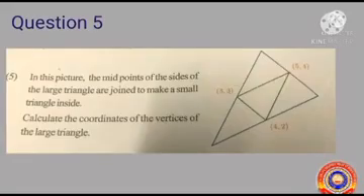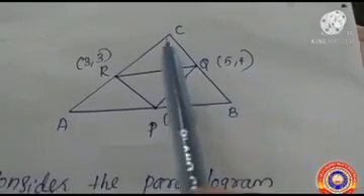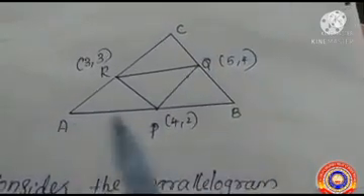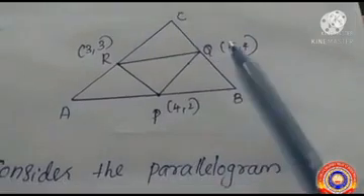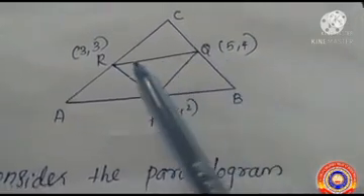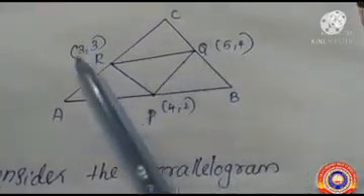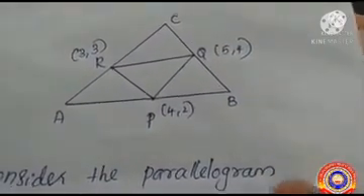Next, question number 5. In this picture, the midpoints of the sides of the large triangle are joined to make a small triangle inside. Calculate the coordinates of the vertices of the large triangle. Here, we have to find the coordinates of the large triangle by using the coordinates of the small triangle. Here, ABC is considered as the large triangle and PQR is the small triangle. We have to find the coordinates of all the three vertices of the large triangle.